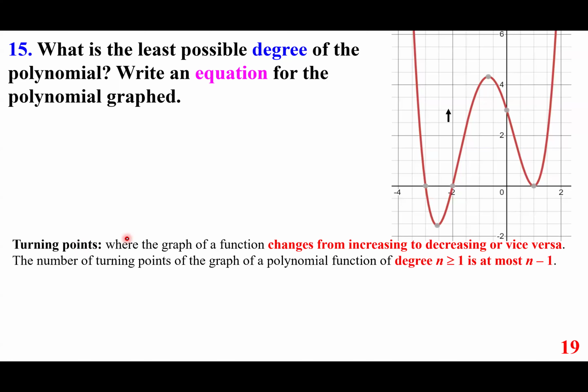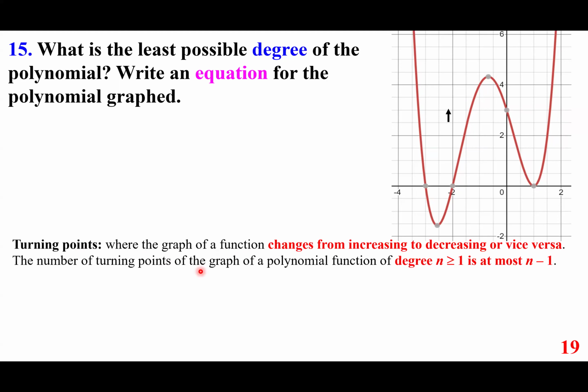Turning points, peaks and valleys, local min, local max, where the graph of a function changes from increasing to decreasing or vice versa. Notice, decreasing then increasing, the change occurs at a local min. Increasing, then decreasing, local max. From the change from decreasing to increasing, local min. This is actually the first derivative test in essence coming up. So one more time. Turning points, where the graph of a function changes from increasing to decreasing or vice versa.